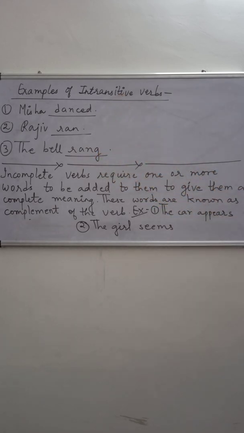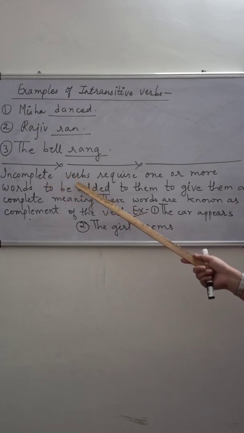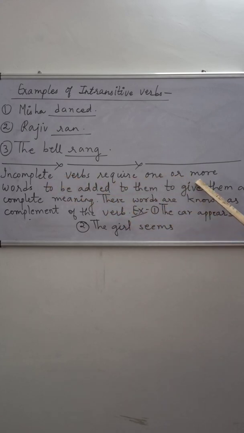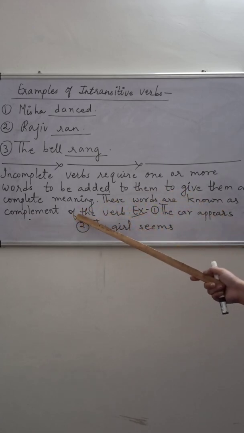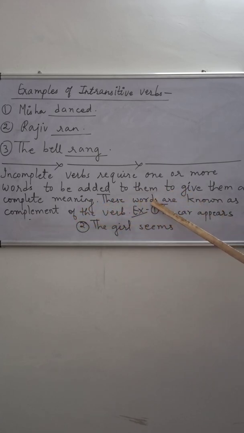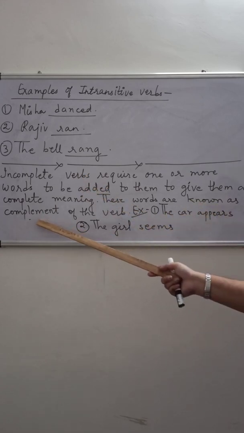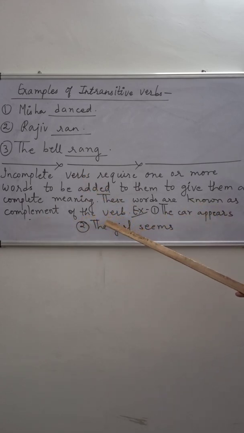Now, you know that incomplete verbs do not make sense by themselves. So incomplete verbs require one or more words to be added to them to give them a complete meaning. So these words that are added to the incomplete verbs are known as complement of the verb. It will be more clear from the example.